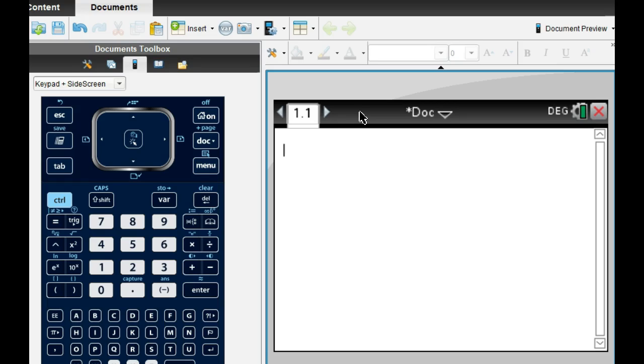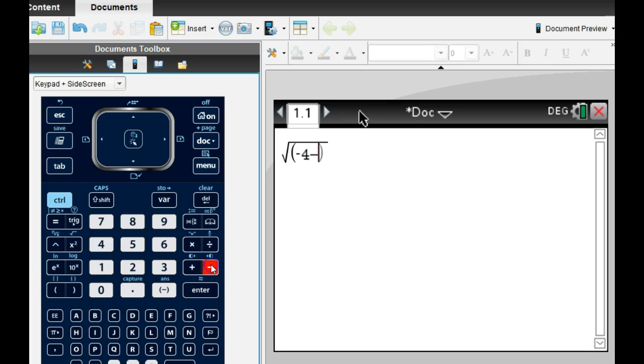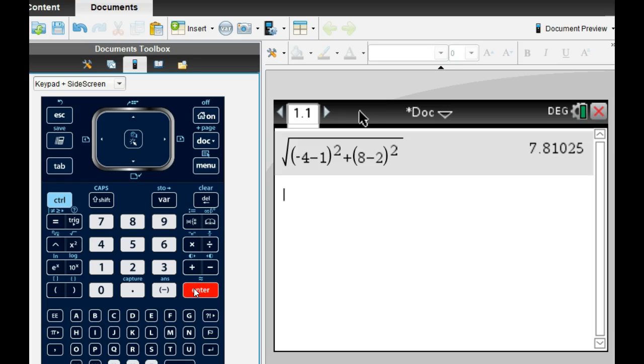Now let's go ahead and type this in. So it says square root. So I'm going to hit Control X squared, parentheses, -4 minus 1, parentheses, squared, plus, parentheses, 8 minus 2, parentheses, squared. So you type it all out in one step, press enter, and we get 7.81. We are going to round to 2 decimal places, the hundredths place.